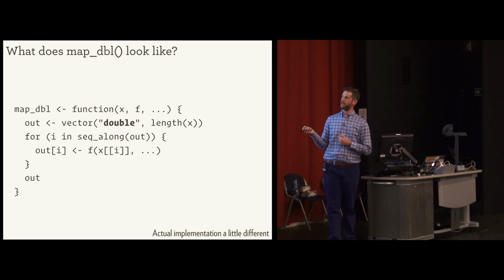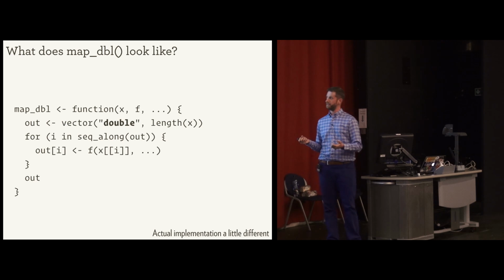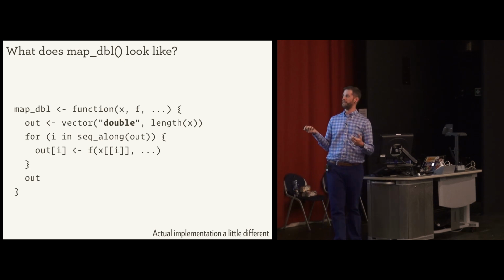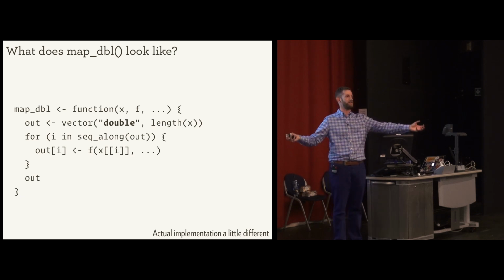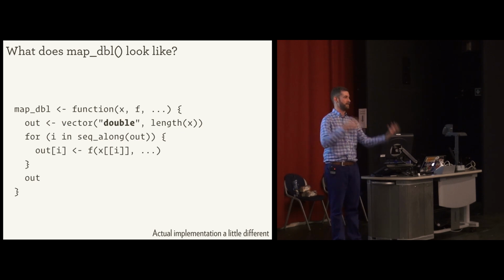Now, this is actually somewhat of a convenient lie. The source code to map double doesn't actually look like this because, for various not really important reasons, I've decided to write it in C rather than R. But basically, this is what it's doing behind the scenes. It's still doing the same thing. It creates a space for the output, iterates over each thing in the input, calls the function on it, saves it in the output, and then returns it.